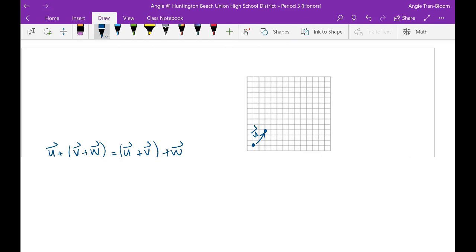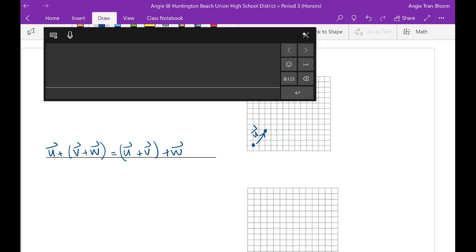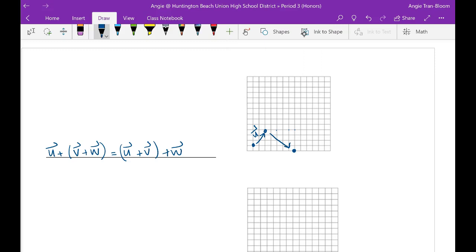Okay, I'm going to add vector V. So now I'm going to go down, just to make it unique. Let's do right 5 and down 4. How about that? Now, again, when you're adding vectors, you continue where you left off. So let's call this vector V.